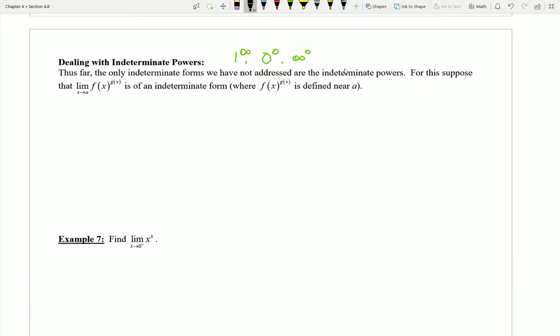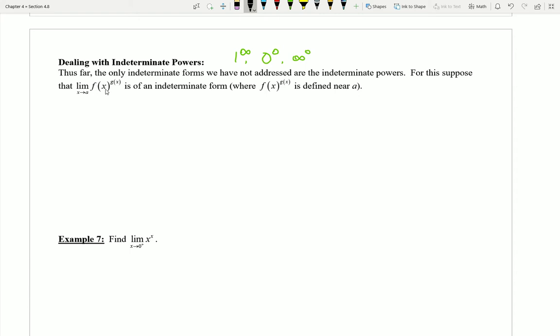So what we're going to take a look at here is what happens when I have a limit with a function raised to the power of another function, and it ultimately produces one of these indeterminate forms or indeterminate powers, like 1 to the infinity, 0 to the 0, or infinity to the 0. How do I deal with something like this?